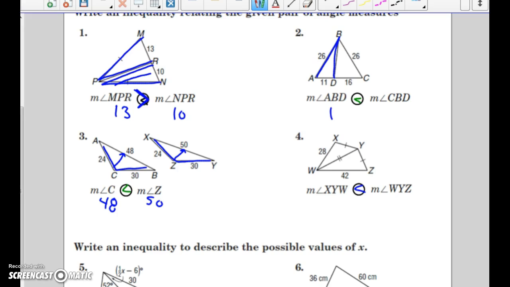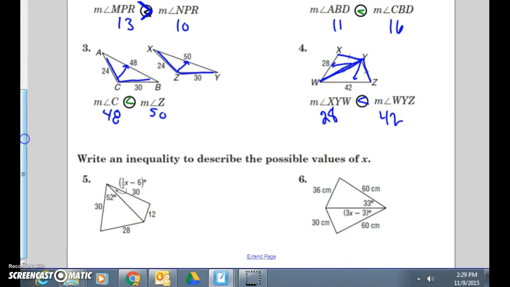ABD is across from the 11, and CBD is across from the 16. And then XYW is across from the 28, and WYZ is across from the 42. Good. Two more problems, 5 and 6. Are you ready? Yes. Not leaving until we're done. We're almost there. Okay?